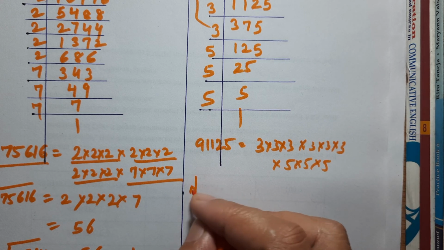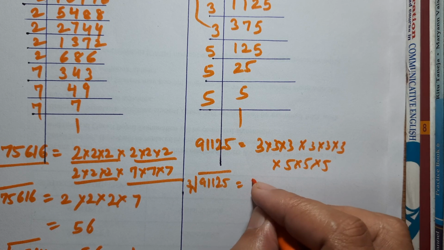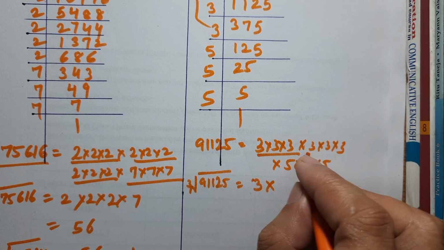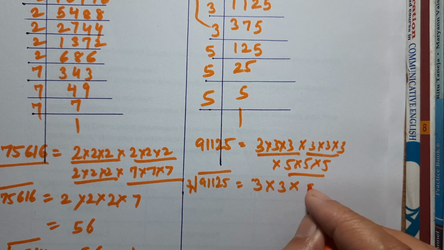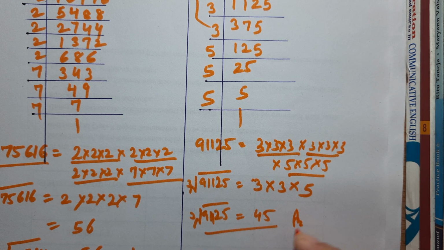Now taking the cube root, that will be equal to, out of these 3 threes, 1 three, out of these 3 threes, 1 three, out of these 5's, 1 five. So the cube root of 91,125 means 3 threes are 9, 9 fives are 45. That will be our answer.